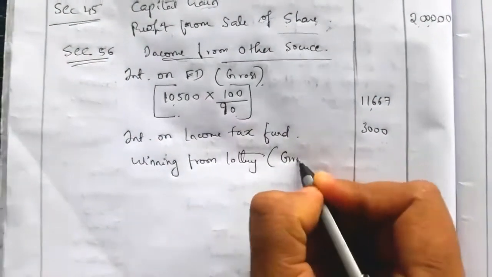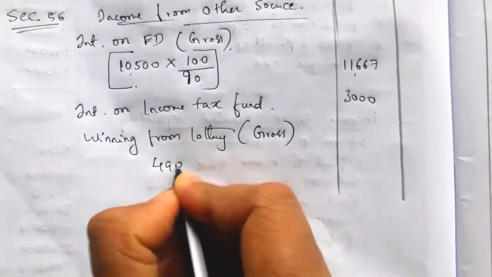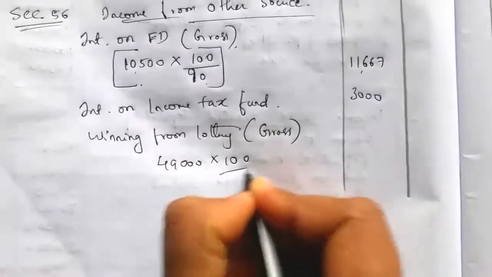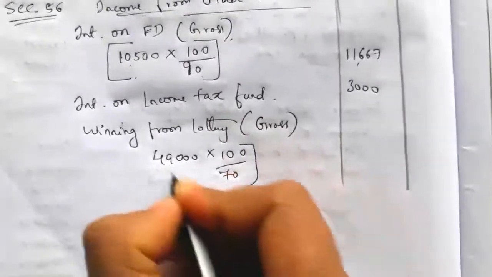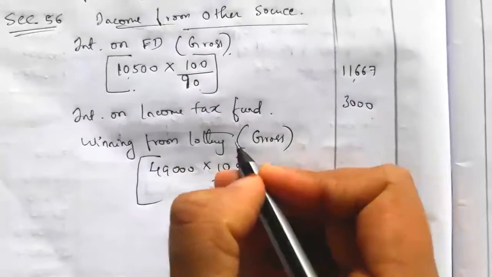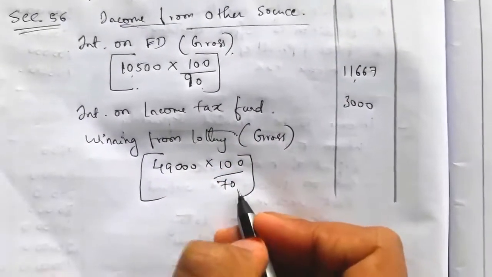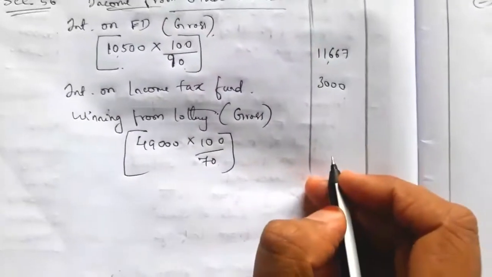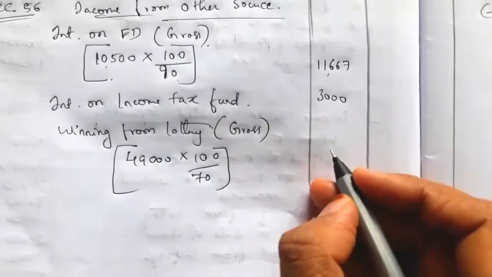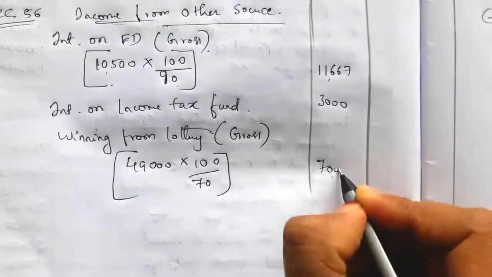The given value, always we have to take the gross value. The net value given is 49,000. So 49,000 into 100 by 70 we have to do, because for the winnings, net value means tax deducted at 30%, so we divide by 70. That is equal to 70,000. So winning from lottery is over.